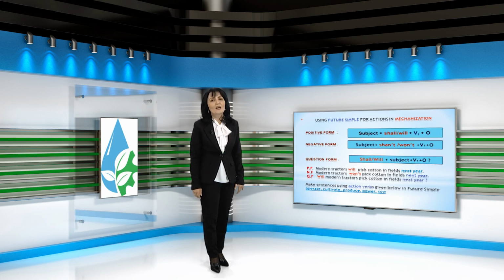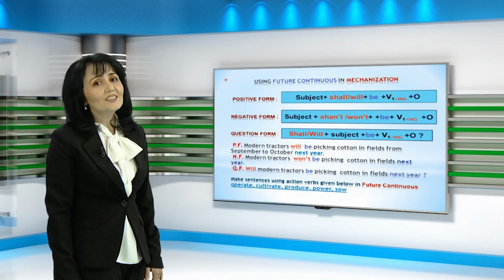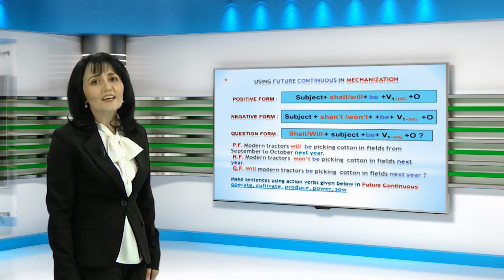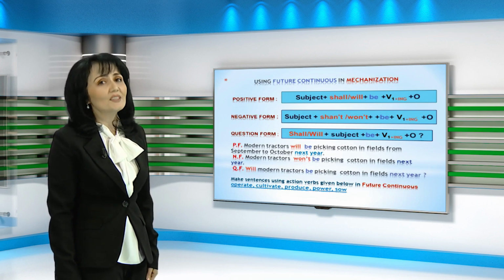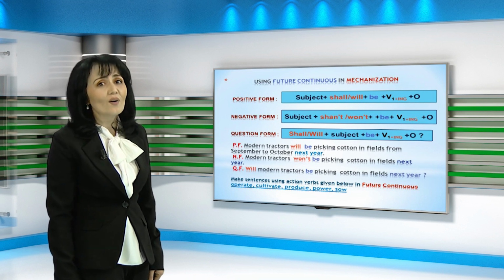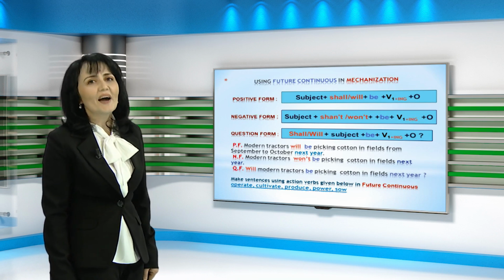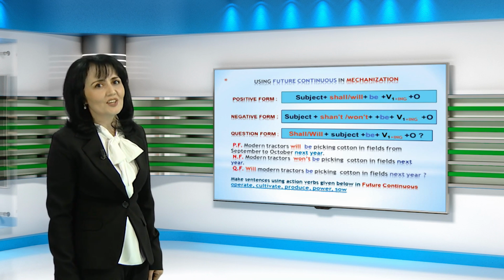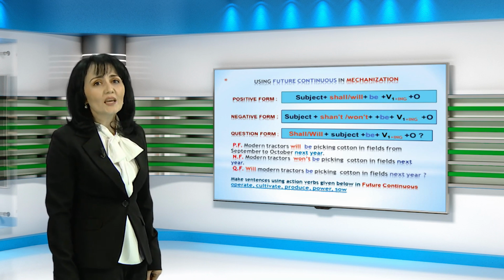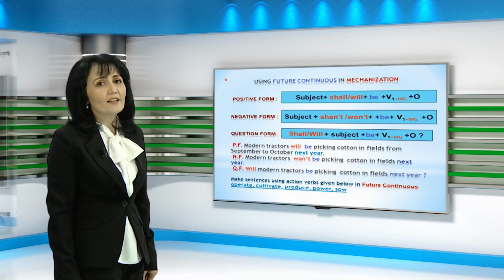For practicing, you can make sentences using verbs given below the slide. Let's move to the next slide. Future continuous tense is used to talk about situations that will be happening at a particular point in the future. It's important to note that all continuous tenses require to be and verb 1 plus ing, the present participle. But here, as we are talking about future continuous, shall and will should be used as well.